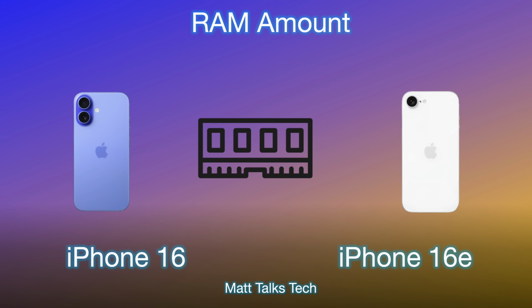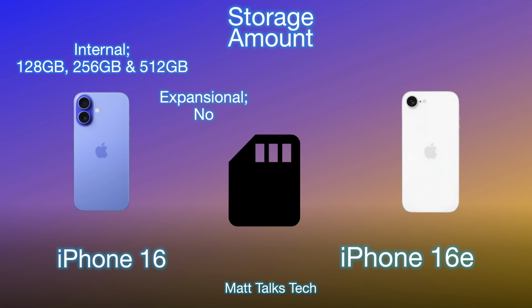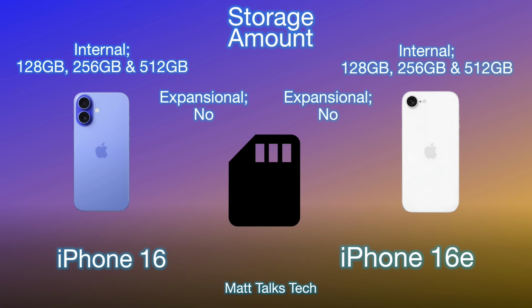But for RAM amount, we've got 8 GB of RAM inside both of these phones, so it's identical there. There's no differences whatsoever. And then the same for storage. Apple are offering the exact same storage tiers for the 16 and the 16e: 128 gigabytes, 256 gigabytes, and 512 gigabytes for both of them. Obviously, there's no expandable storage. There never has been on an iPhone. So yeah, no differences there.